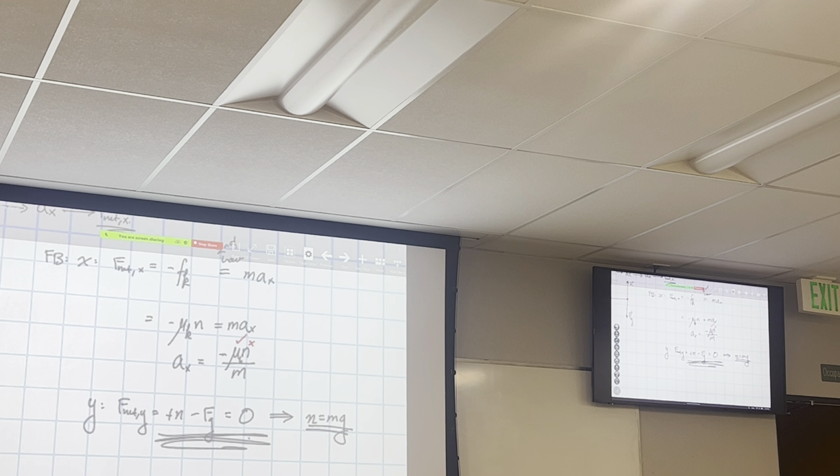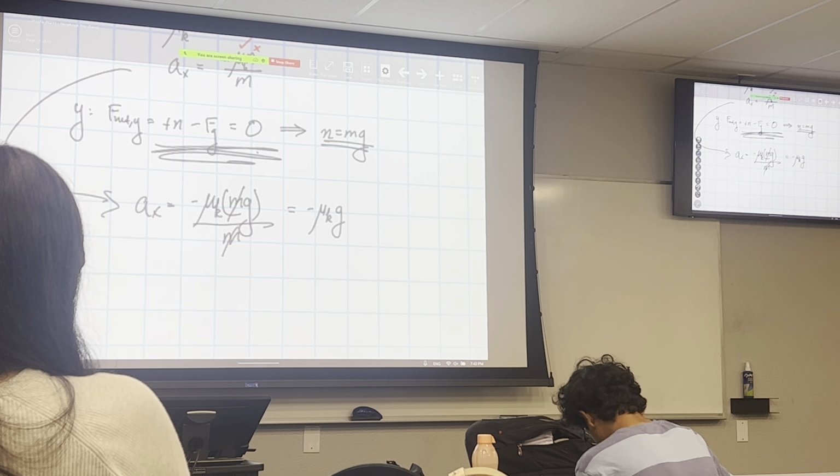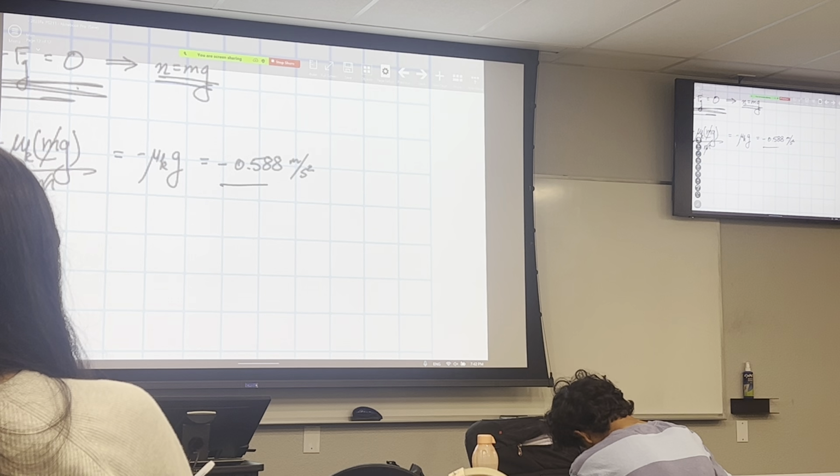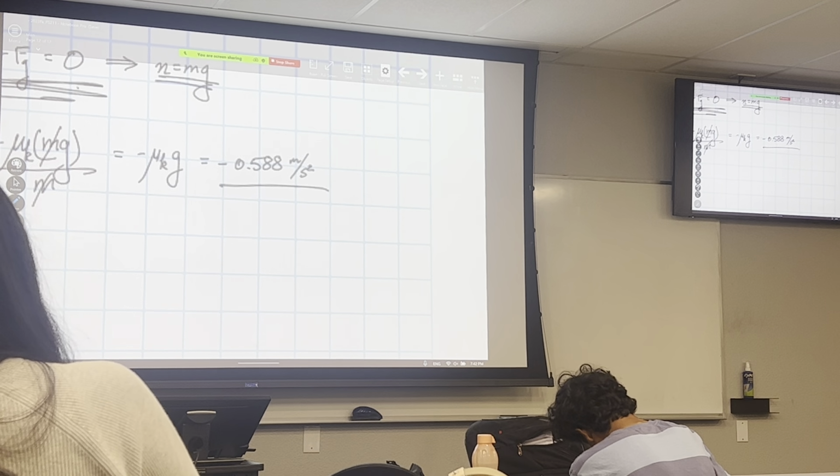So then with this, we get acceleration is negative mu k mg over m, and you can see that the g's cancel, and the acceleration is going to be negative mu k g. And when you plug it in, you'll get negative 0.588 meters per second squared. But this is not what the problem was asking for. The problem was asking for delta x.